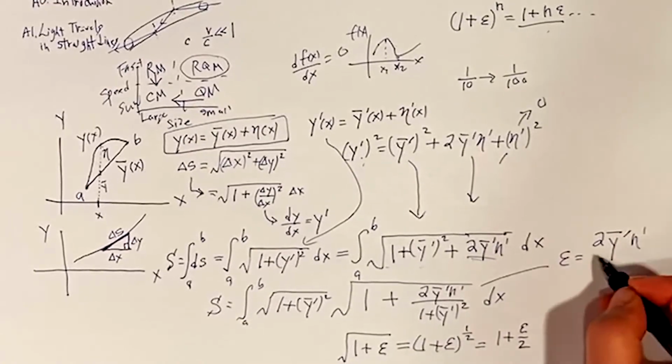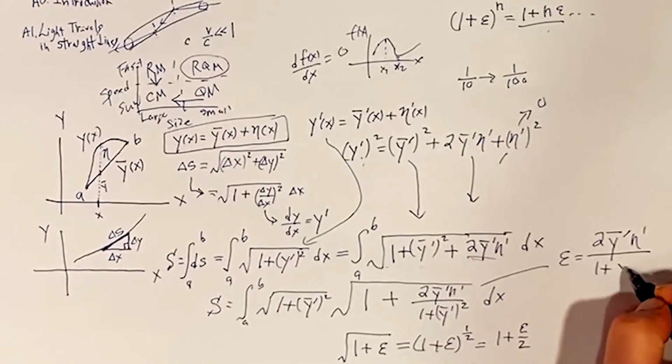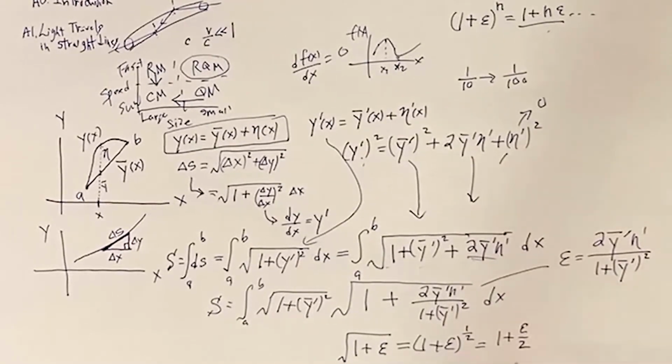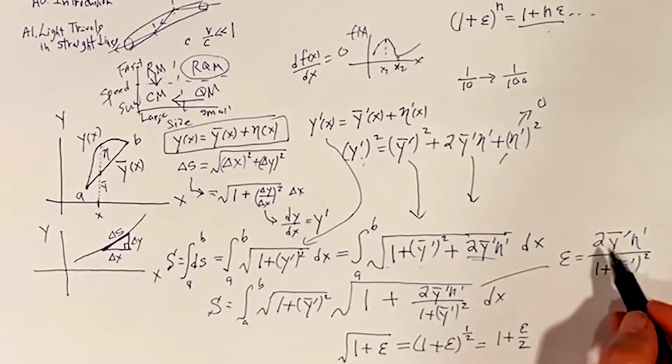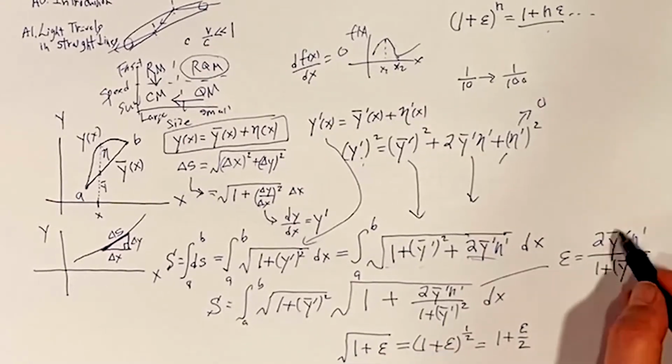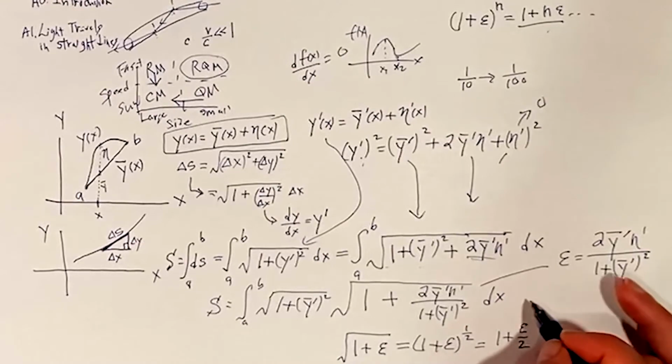And here, when I look at the epsilon, let's write the epsilon is the 2 y bar prime eta prime over 1 plus y bar prime squared. So when you look at the epsilon and divide by 2, that 2 will go away, and you'll just have the rest of the stuff there.